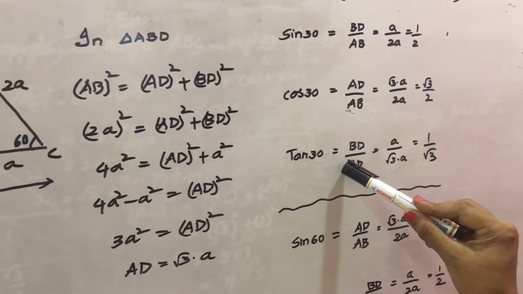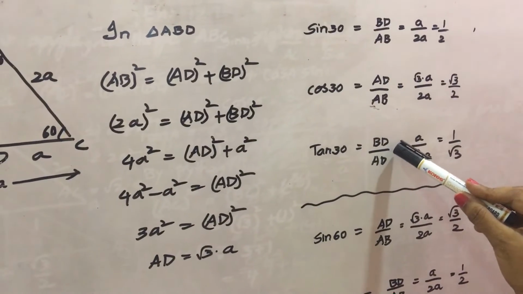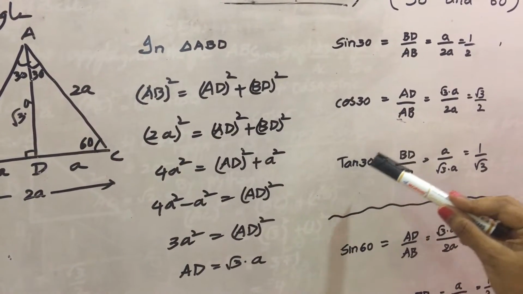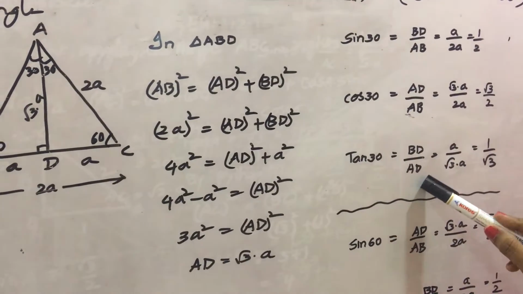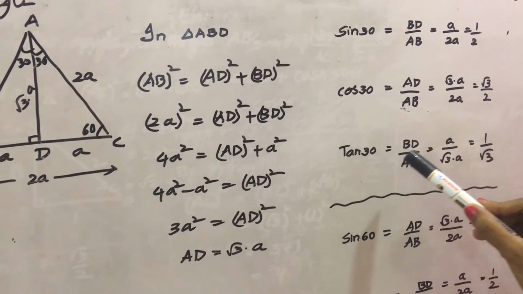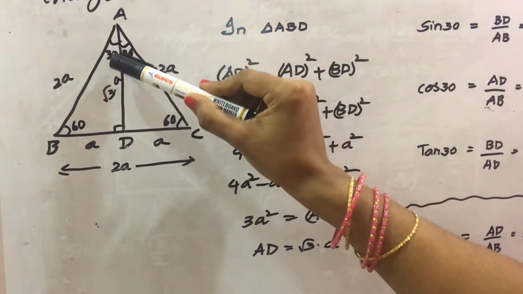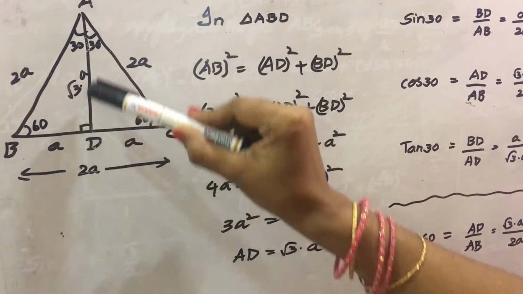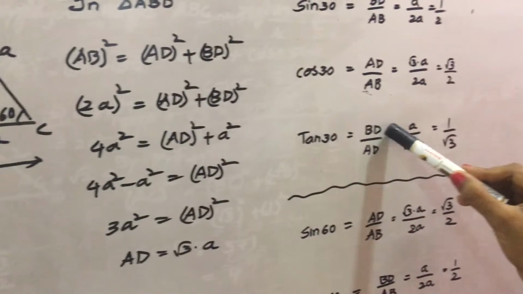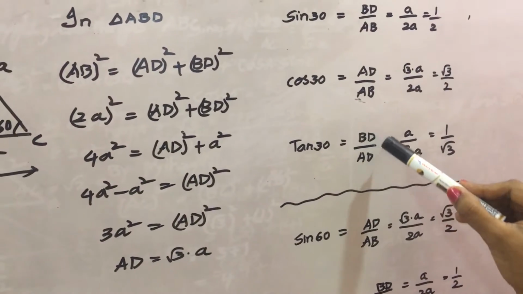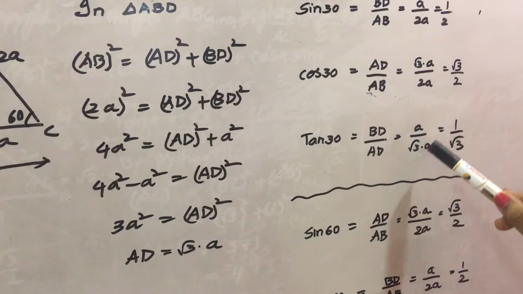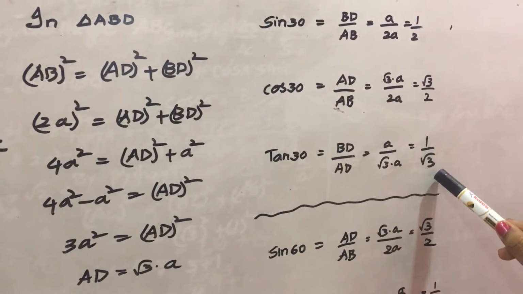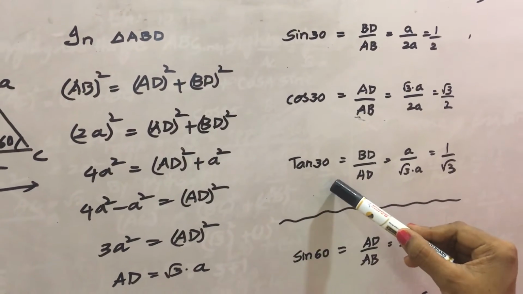Tan 30, by the definition, we can write as BD by AD. What is the definition? Opposite side to 30 degrees by adjacent side to 30 degrees. What is the opposite side to 30 degrees? Here the opposite side to 30 degrees is BD, and the adjacent side to 30 degrees is AD. That's why I have written BD by AD, which is equal to A by root 3 into A. A and A get cancelled, which is equal to 1 by root 3. What is the value of tan 30 degrees?